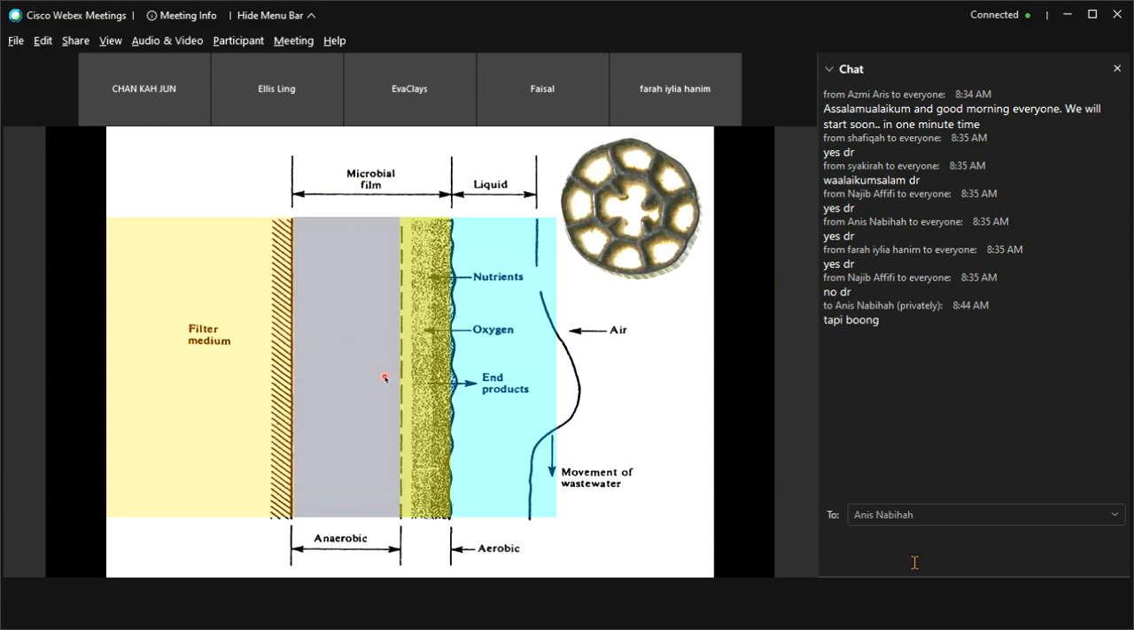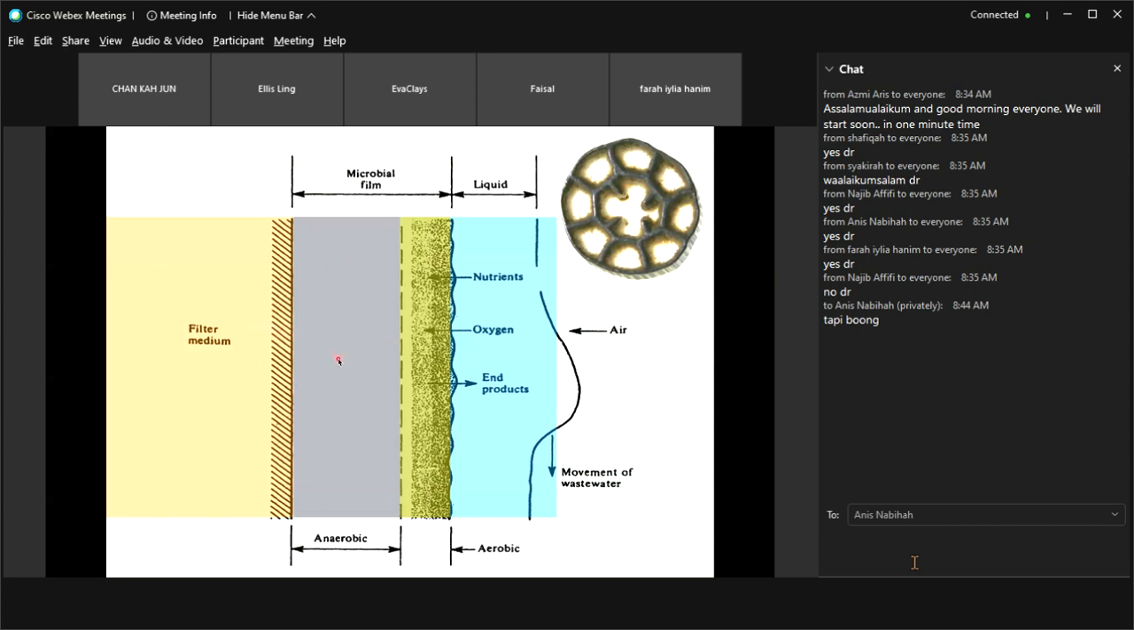So this will happen continuously throughout the media. Okay, this is the common phenomenon that will happen throughout the life of this process, and you will see the biofilm leaving the media, and you will see also the new biofilm being formed on the surface of the media.